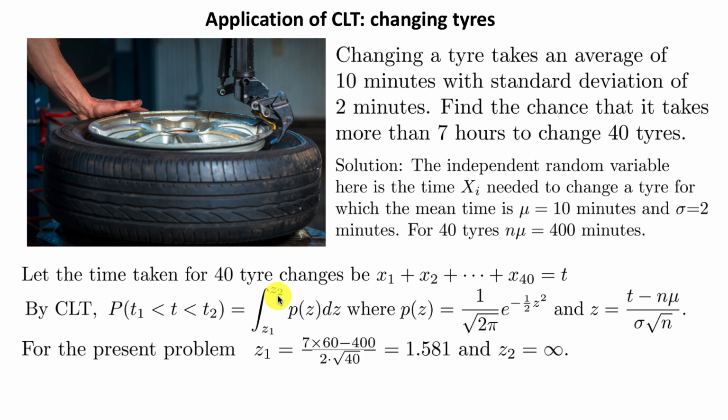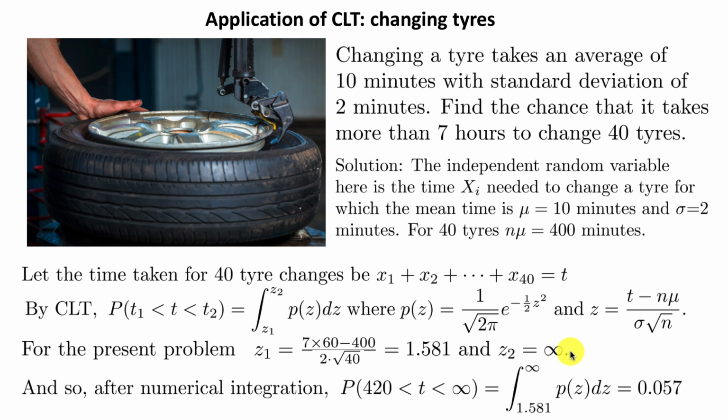Now let's put this in. So z1 is 7 hours times the number of minutes in an hour minus mu times n. N is 40, mu is 10, therefore this is 400. Just work this out, that's 1.581. And of course, z2 is infinity, as we just discussed.